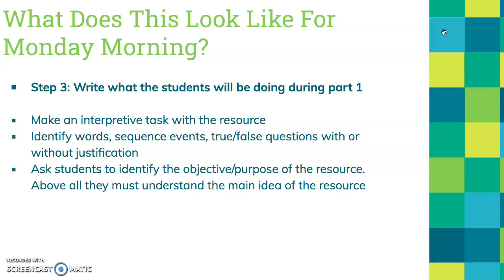Step three, you're going to decide what are they going to do in part one. So you're going to make an interpretive task with the resource, thinking about pre, during, and post. So are they identifying words? Are they sequencing events? Are they doing true or false questions? I like to do it sometimes where it's true or false, find the evidence of why it's true, why it's false. Make sure you ask students, well, what's the purpose of this resource? Because above all, you want to make sure that they understand the main idea of the resource. And if they're intermediates, you want to make sure they understand some supporting details that go with the resource as well.